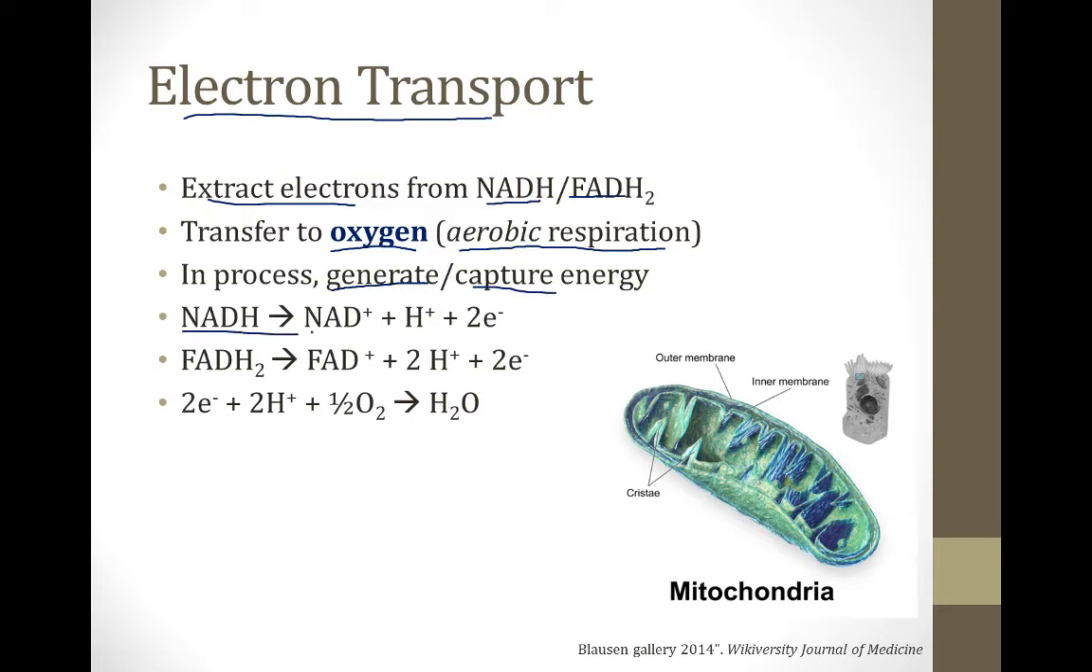NADH can be oxidized to NAD plus, a hydrogen ion, and 2 electrons. FADH2 can be oxidized to FAD plus 2 protons plus 2 electrons. And then those 2 electrons from either molecule can be added to 2 hydrogens and an O2 molecule to create water. And that's what we're going to do: give those electrons to oxygen and create water. And in doing this, we will generate ATP.